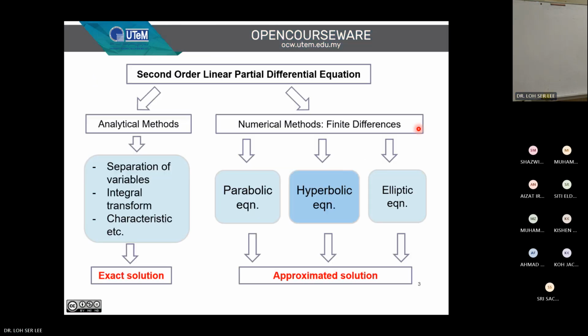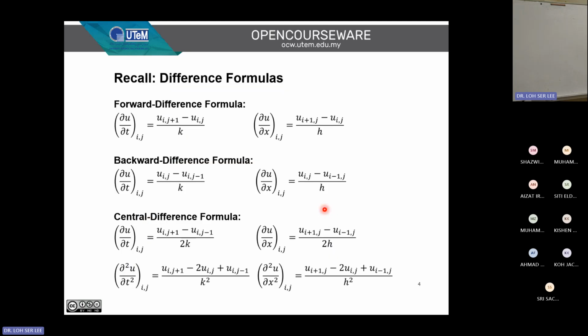That day I already introduced how we can solve the second order linear PDE using two different methods, analytical methods and numerical methods. Look at this parabolic one. Today we will look at this hyperbolic equation. So these are the formulas.